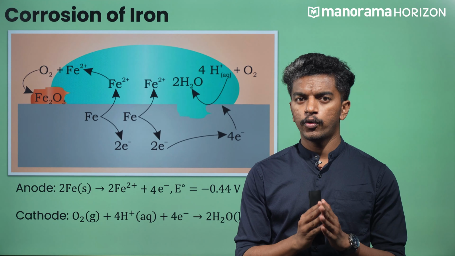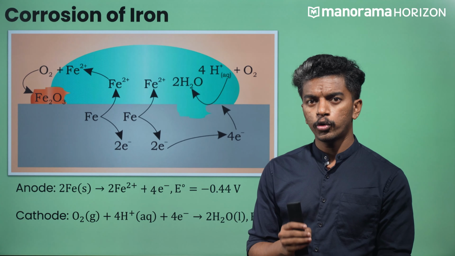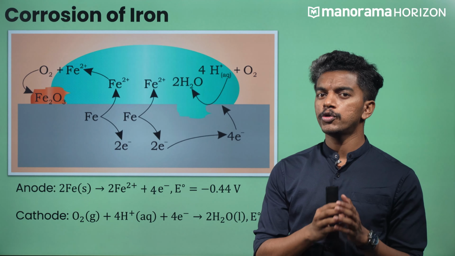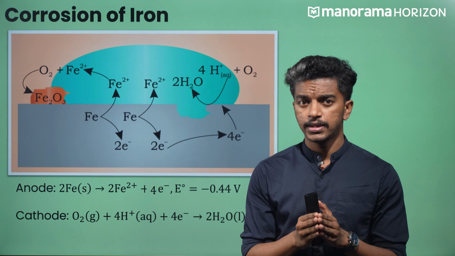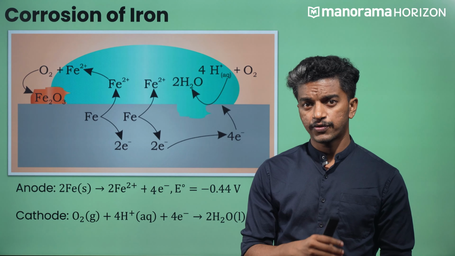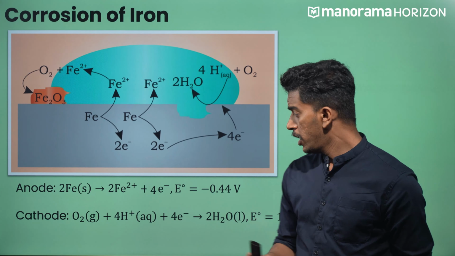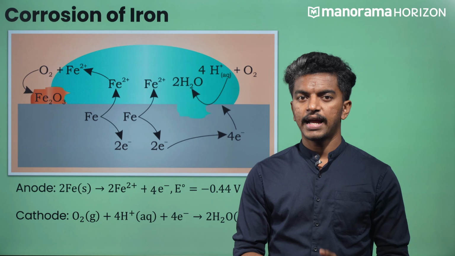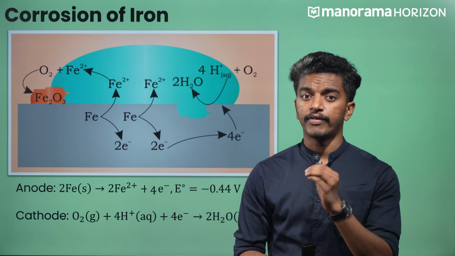Electrons released at anodic spot move through the metal and go to another spot on the metal and reduce oxygen in the presence of H+. This spot behaves as cathode with the reaction O2 plus 4H+ plus 4 electrons gives 2H2O. The cathode potential is 1.67 volt.